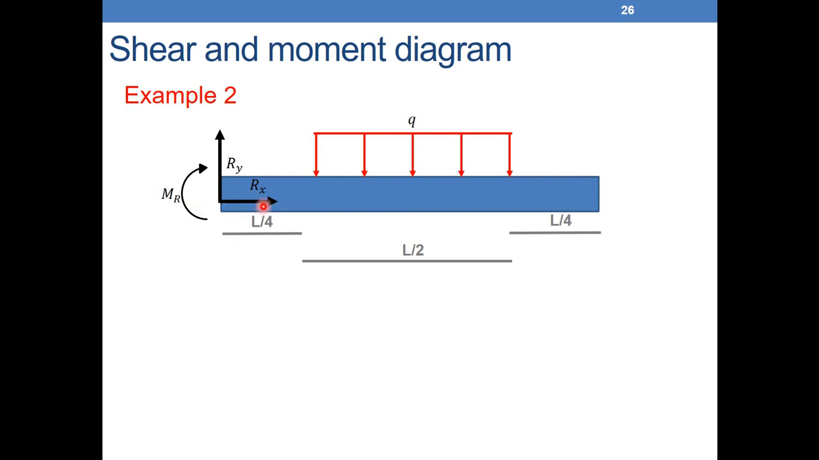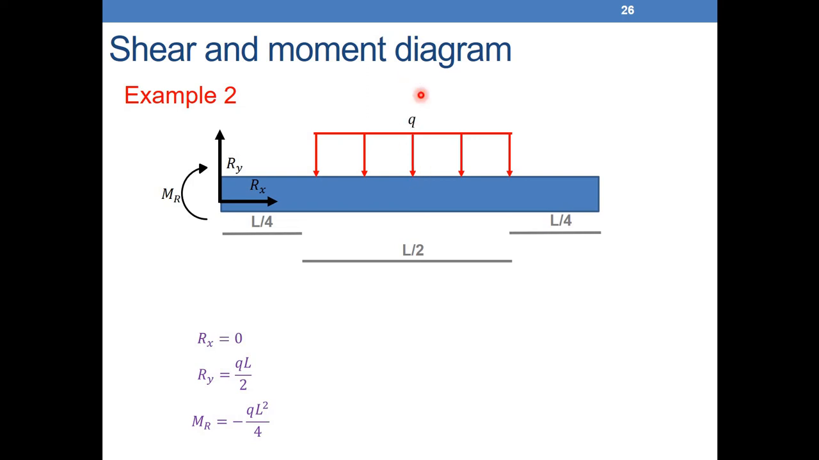Here we can see that Rx is equal to 0 because we just have lateral forces. Ry is equal to Q times L over 2. And what is the value of Mr? To find Mr, we take the sum of moments equal to 0 around this point. We'll have plus Mr. What is the moment applied by Q around this point? The easiest way is to say that Q is equivalent to a force equal to QL over 2 applied in the middle of the loaded length.